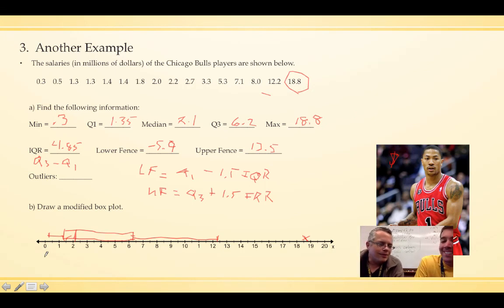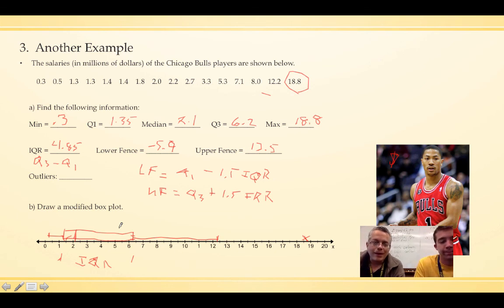That's all. To describe the center, the median was 2.1 million. And then the spread, the IQR is the width of this box. So from here to here, that's the IQR, the width of that box. And that's a measure of spread. Sometimes we use the range, which is the total length, but outliers kind of mess that up. So IQR is what we use, and we would say there's one unusual feature. Derrick Rose at 18.8 million.